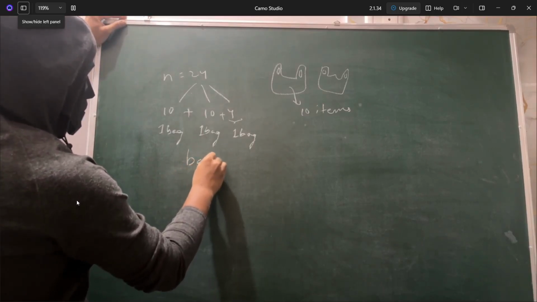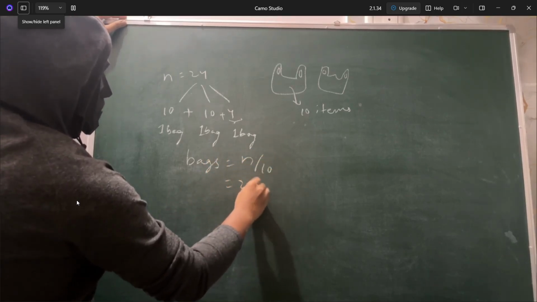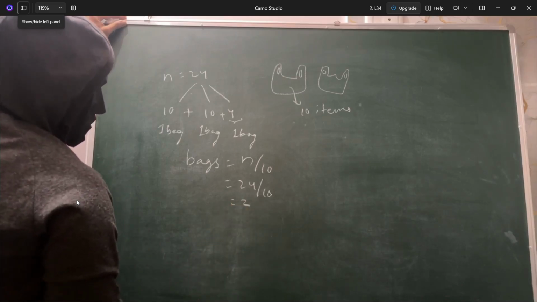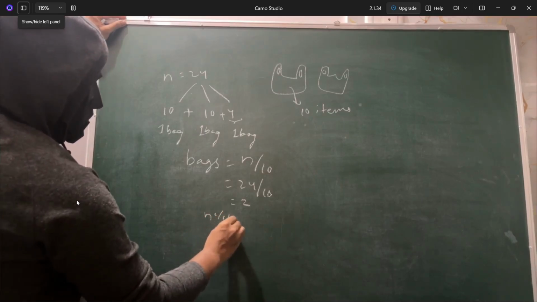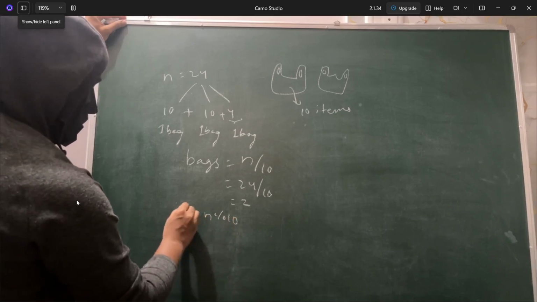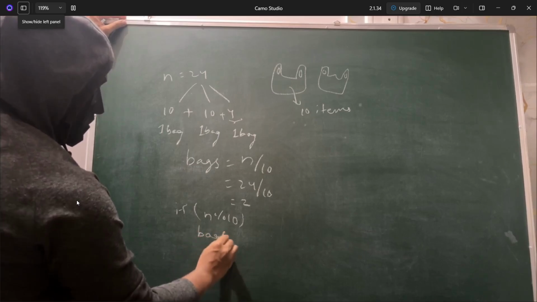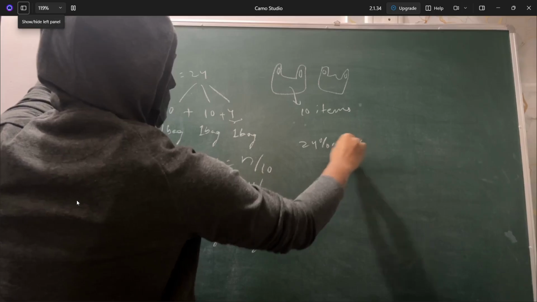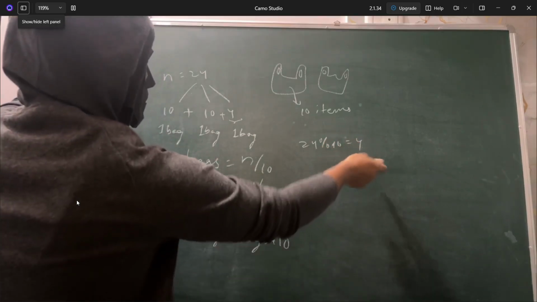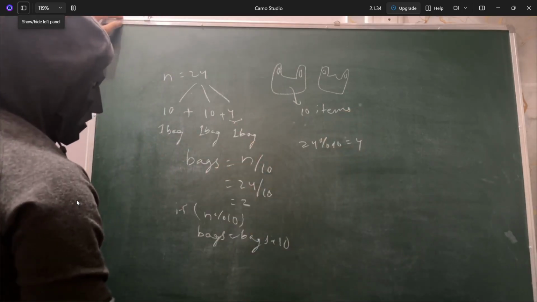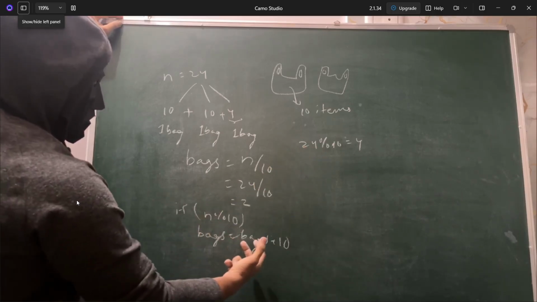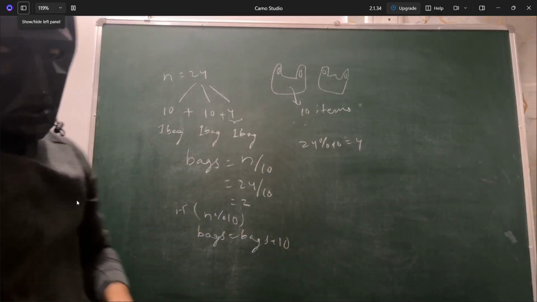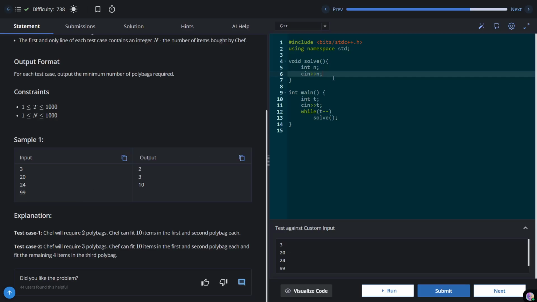But how do you find this now? If you try to do n by 10, this will be 24 by 10, which is basically 2 in integer division. So now one more thing we'll have to find: n modulo 10. If it has some remainder, then your bags will be increased by 1. So if you do 24 modulo 10, you're getting 4, which means there are 4 items remaining which have not been put into any bag. So you'll have to find if there are any items remaining that you'll have to put into a bag. If modulo is there, you'll have to buy one more bag. So this is the exact formula that you can use to find the number of bags Chef needs to buy.